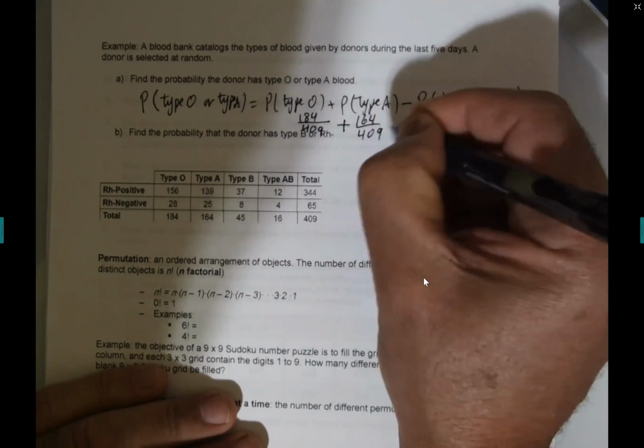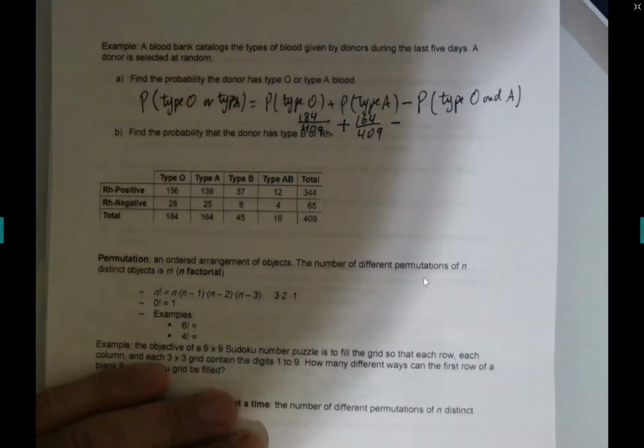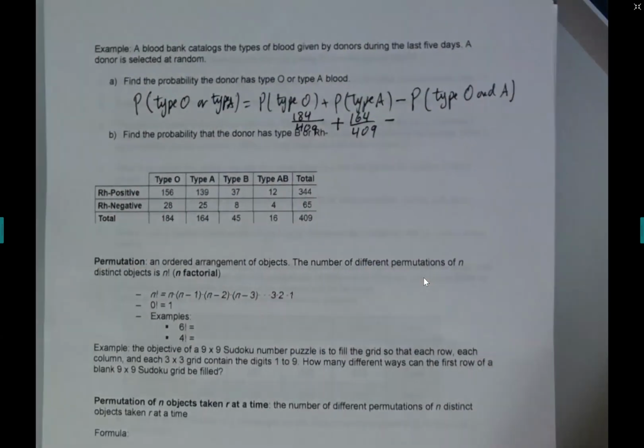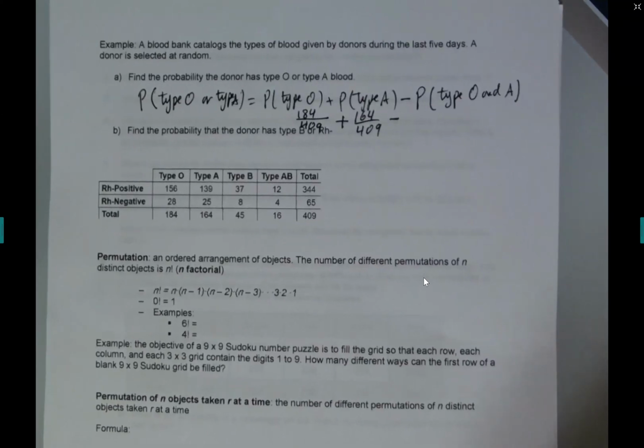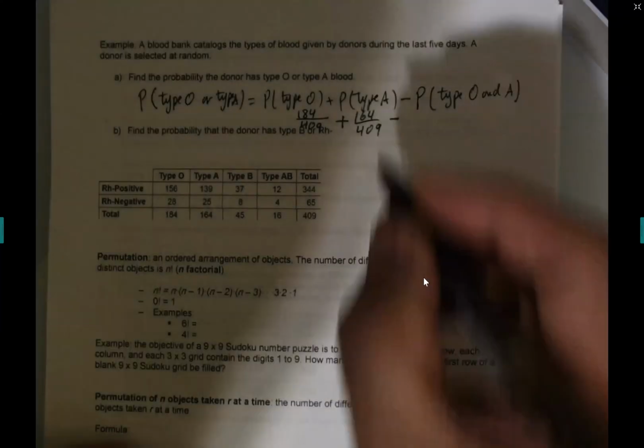Now, guys, that's the tricky part. Is it possible to find someone who has type O and type A at the same time? No, it's impossible. And look at type O. Type O is a column and type A is a column. Two columns can never intersect, guys. In order to have an intersection, it has to be a row and a column. And look, so that's zero. The events are mutually exclusive here.